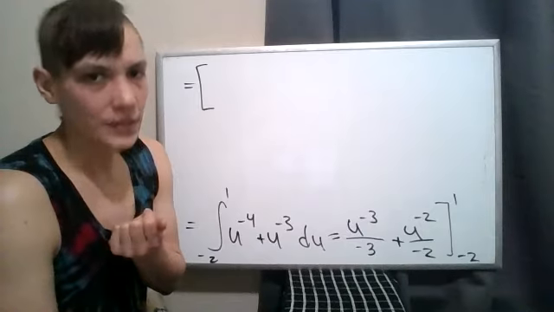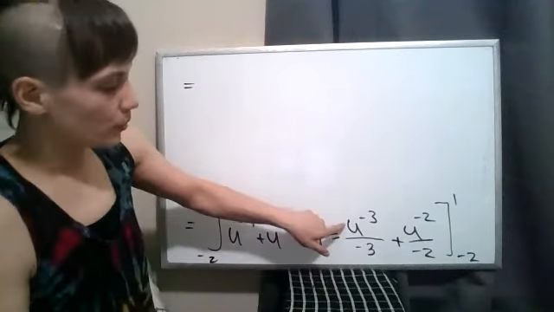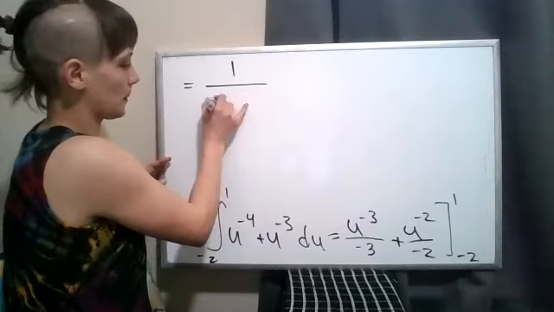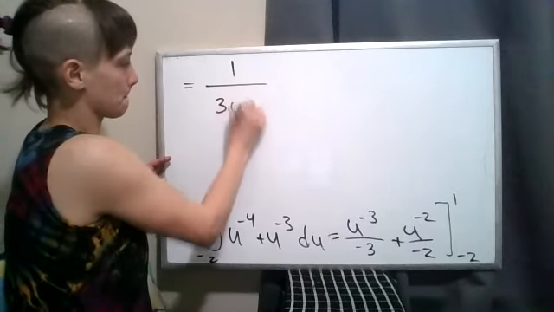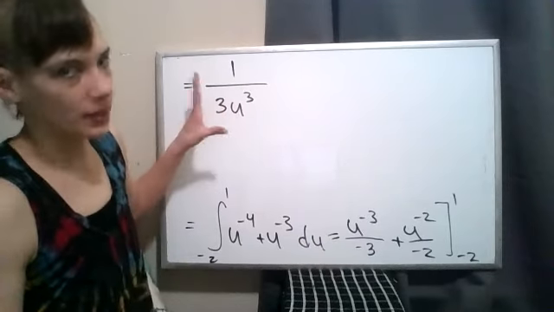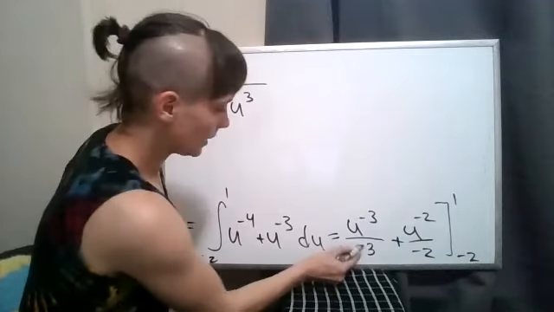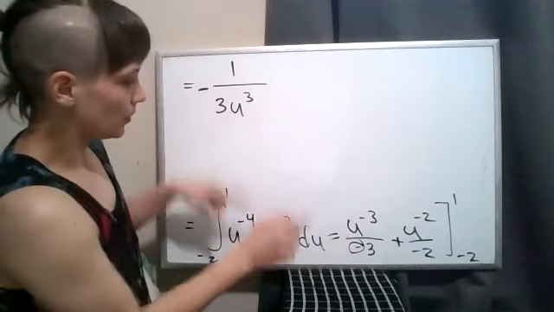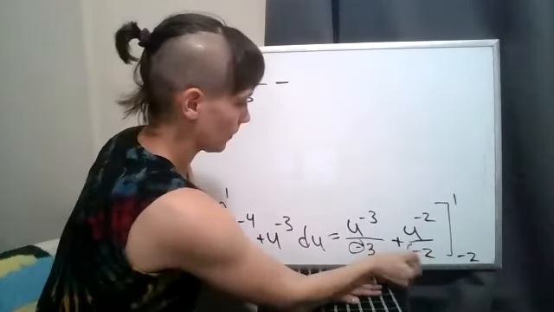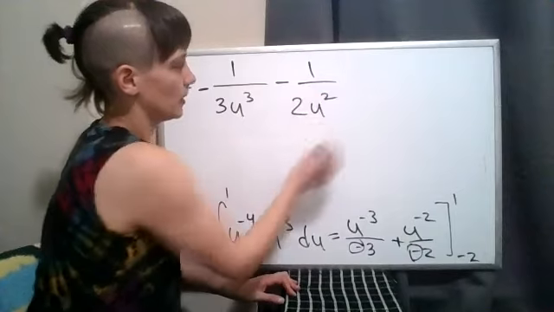Let's rewrite it first, and then we're going to evaluate. So bring this down, and that makes the power positive. And that negative sign, I'm just going to put in the front. It just makes the whole term negative. -1 over 3 cubed minus 1 over 2 squared.